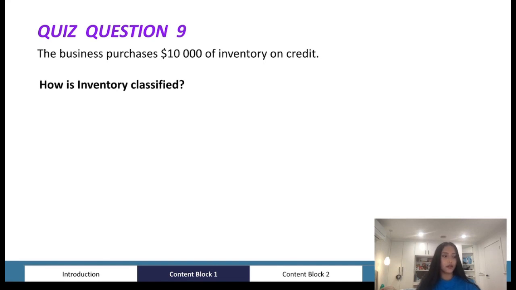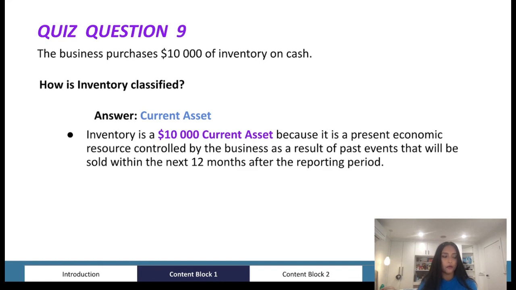How would $10,000 of inventory be classified? I'll give you a minute. So it would be a current asset because it's an economic resource that will be sold within the next 12 months.